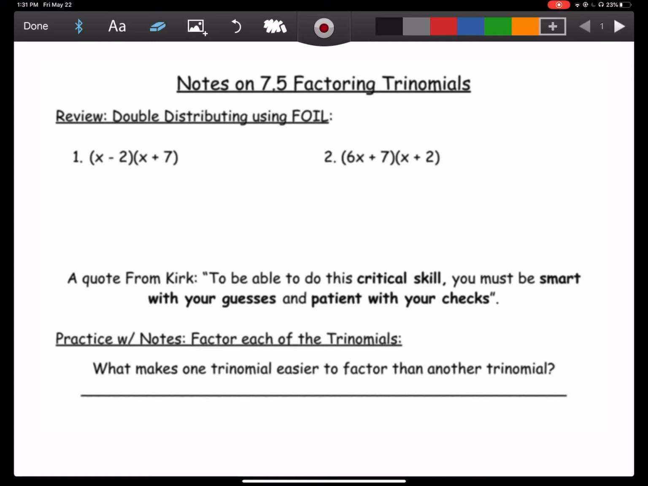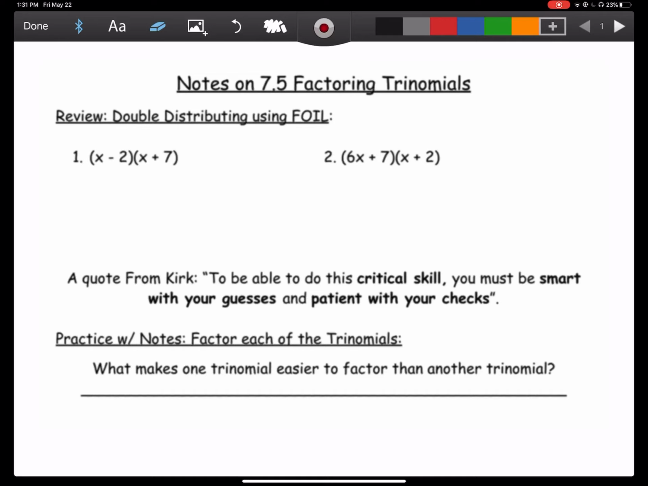I know there's a lot of teachers out there who say don't use FOIL, but the reality is it helps when it comes to factoring. So I'm going to take about 5 minutes to run through double distributing, but through the eyes of foiling, okay? You might want to watch this and use a few colors. I'm using 4 different colors. It doesn't have to be 4 different colors, but it's up to you.